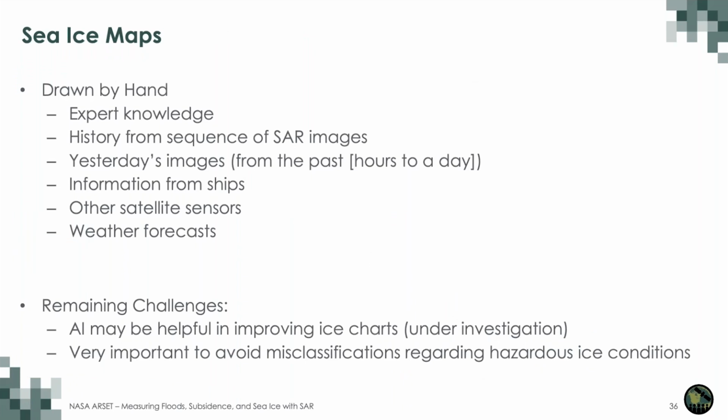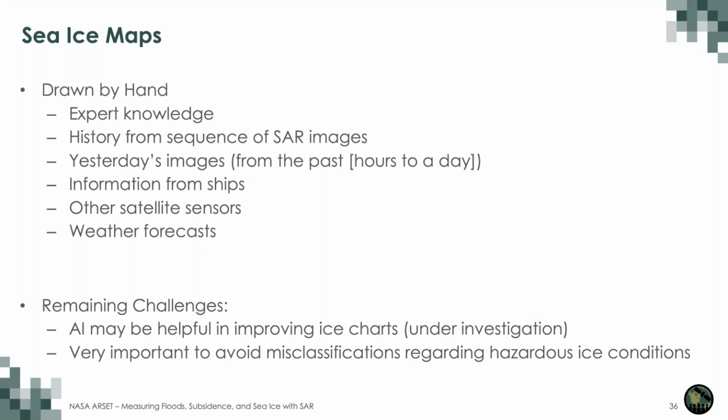We use expert knowledge and we use the history of sequences from SAR images. We often look at yesterday's image from the past, or the last hour in this day. We use information provided from ships. We use other satellite sensors, such as passive microwave sensors, and we also use weather forecasts to indicate how the ice is likely to have moved from one day to the next.